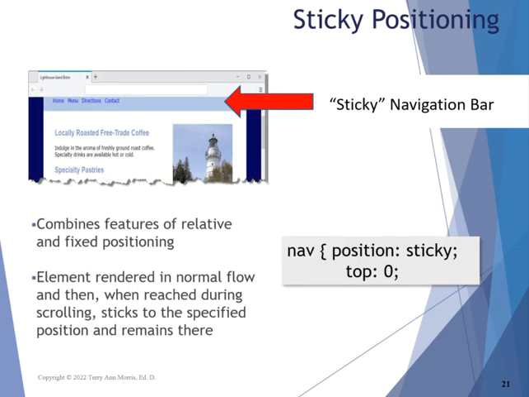Sticky positioning. An element with position sticky is positioned based on the user's scroll position. A sticky element toggles between relative and fixed depending on the scroll position. It is positioned relative until a given offset position is met in the viewport. Then it sticks in place like position fixed. Sticky positioning combines features of relative and fixed positioning. The element is rendered in normal flow, and when reached during scrolling, it sticks to the specified position and remains there.